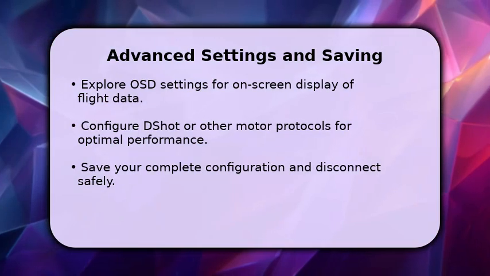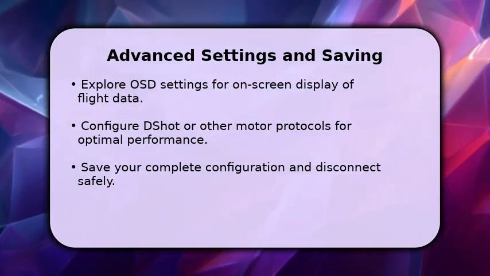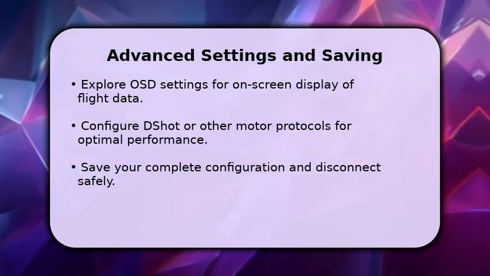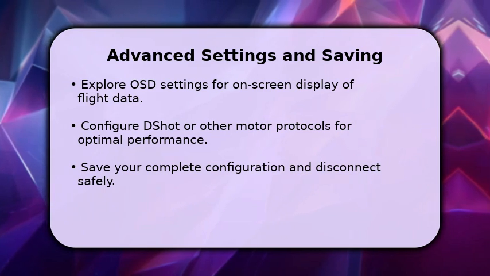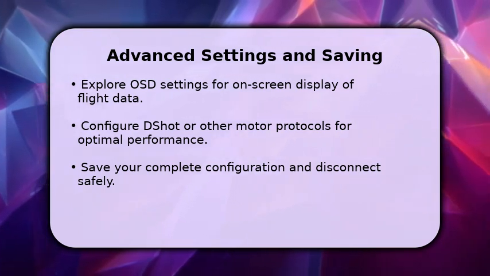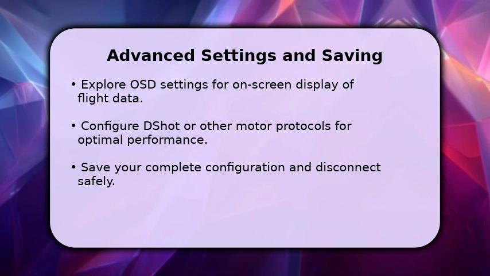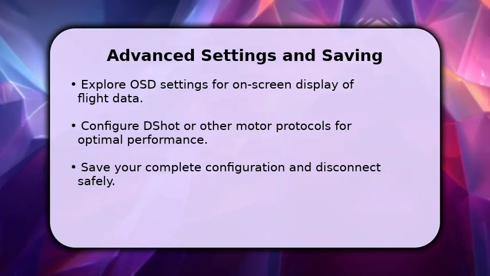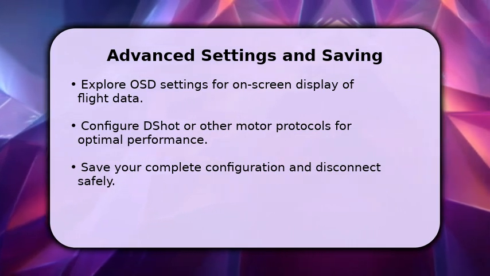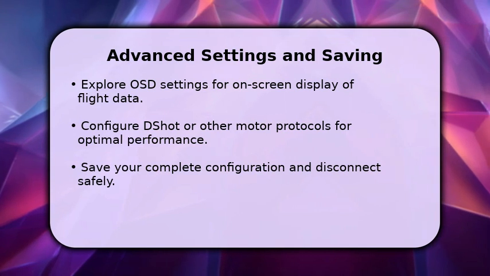For more advanced control, explore the on-screen display, or OSD, settings to customize what flight data you see in your goggles. Consider configuring advanced motor protocols like DShot 600 or DShot 1000 for improved communication between your flight controller and ESCs. Once you are satisfied with all your settings, remember to click the Save and Reboot button.